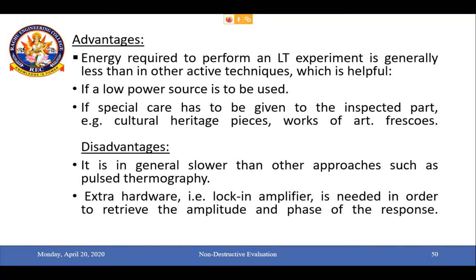Okay, frescoes are your paintings as far as I know. I'm not sure about it, but I think they are paintings painted on oil or something. Something related to paintings, okay? Works of art, frescoes. Is there a cultural heritage pieces?